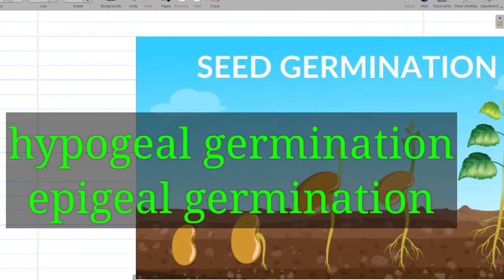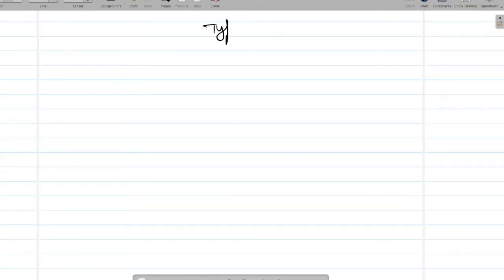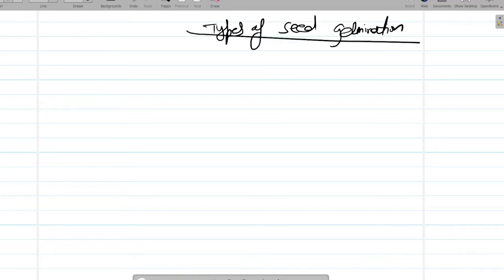In this video we are going to study germination of seed and types of seed germination. Now if you take a look at the basic structure of a seed, this will be your embryonal axis. Let's take a guess that this is your embryonal axis and this is the cotyledon, and this is the cotyledon.